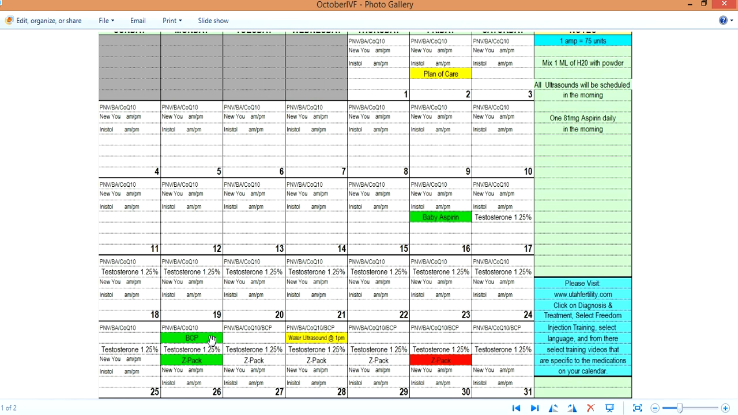So start adding birth control to the regimen, as well as Z-Pak. So both Colton and I are on a Z-Pak, and that's to help fight any underlying infections, because that's a pretty common cause of miscarriage.